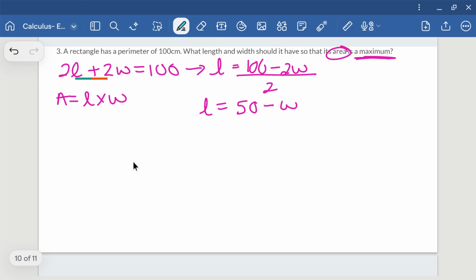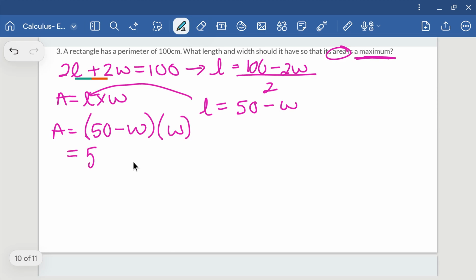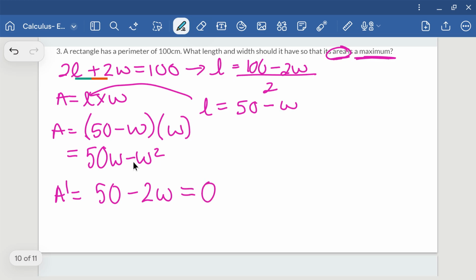So now that we know length in another way, we can plug it back in to that second equation. So our area will equal that 50 minus w times w. We can expand this out. We'll have 50w minus w squared. And now going back to the point where it tells us that the area is a maximum, let's take that derivative of area, which is going to be 50 minus 2w. And if it's a maximum, you can set it equal to 0, and then solve for w. When you do, you'll find out that w equals 25.